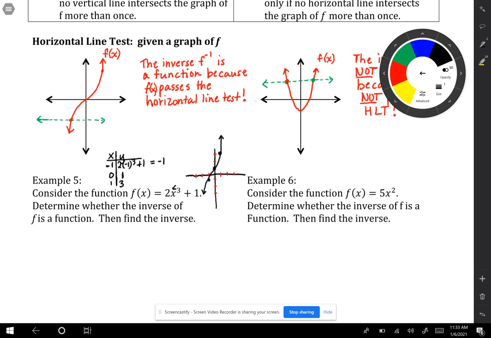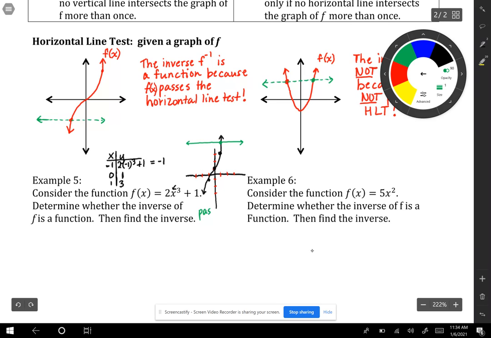Now you can draw a horizontal line anywhere on that graph. You can even draw it right here. Notice it touches the dot that's on the graph at exactly 1 point. So it passes the horizontal line test. Therefore, the inverse will be a function.